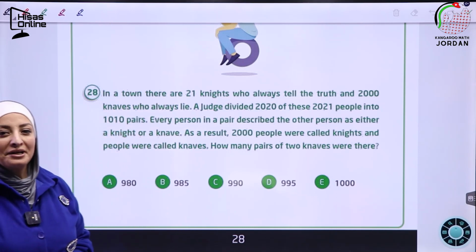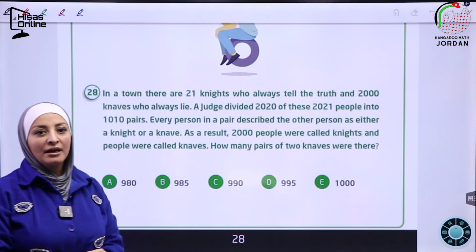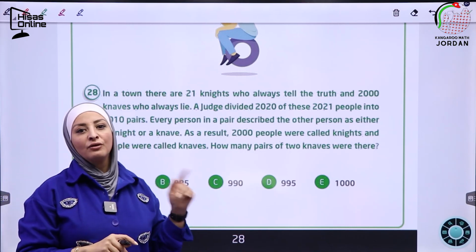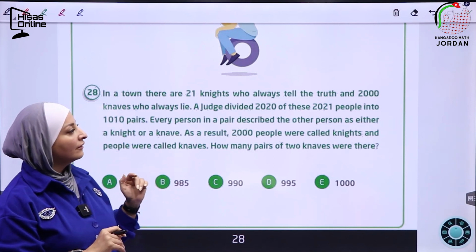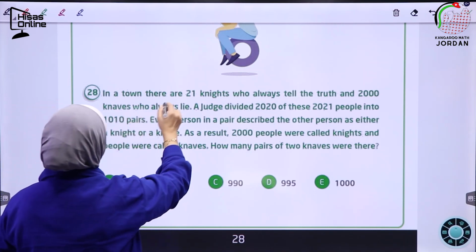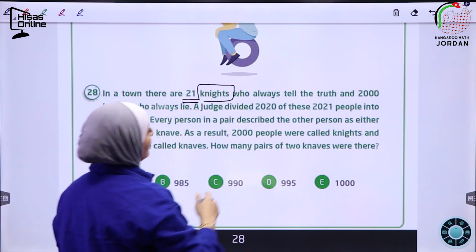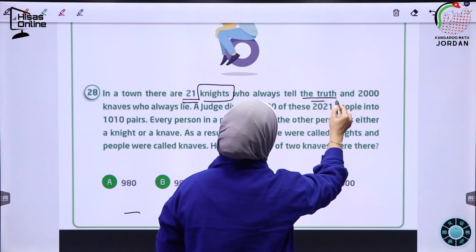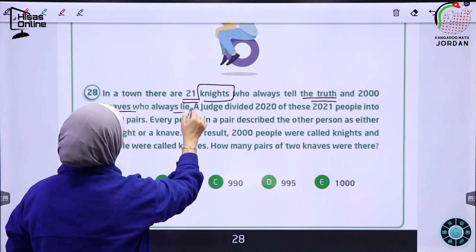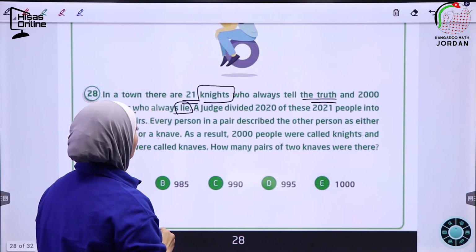This question is really one of the most critical questions in the exam. I need you just to think about it very deeply, and you can pause the video whenever you need to, and we will discuss how we can do such a question. In a town, there are 21 knights, who always tell the truth, and 2,000 knaves who always lie. So we have two kinds of people, knights and knaves.